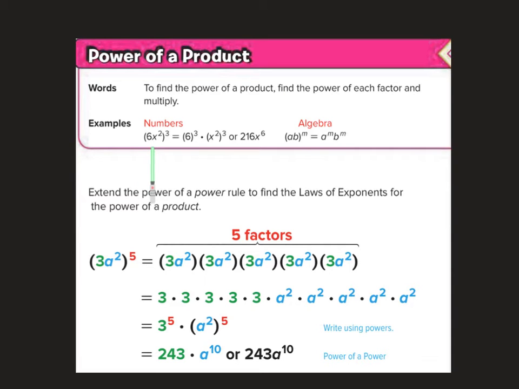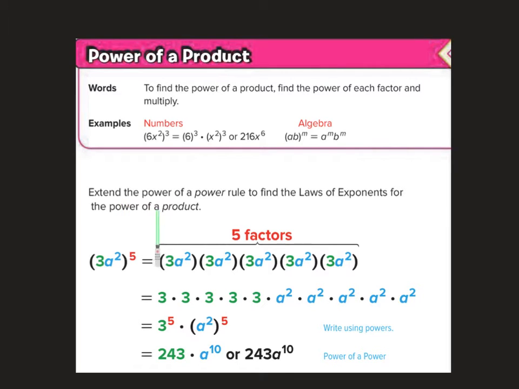For example, if we have 6x squared to the third power, we take everything in the parentheses and take it to the third power. So we've got 6 to the third power, we separate out the base, then we take our x value, x squared, and take that to the third power. 6 to the third becomes 216, and x squared to the third becomes x to the sixth. Remember, we just take the two exponents and multiply them.